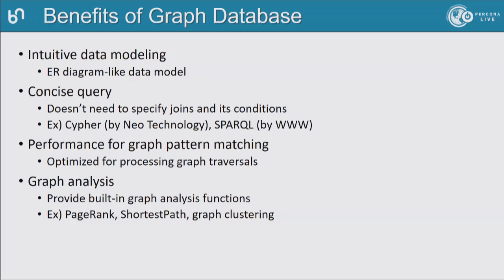The graph database is optimized to provide the optimal performance for graph pattern matching, which is generally not optimal in other databases. And graph database provides a new kind of data analysis method, graph analysis algorithms in the database engine, like PageRank, shortest path, and graph clustering.